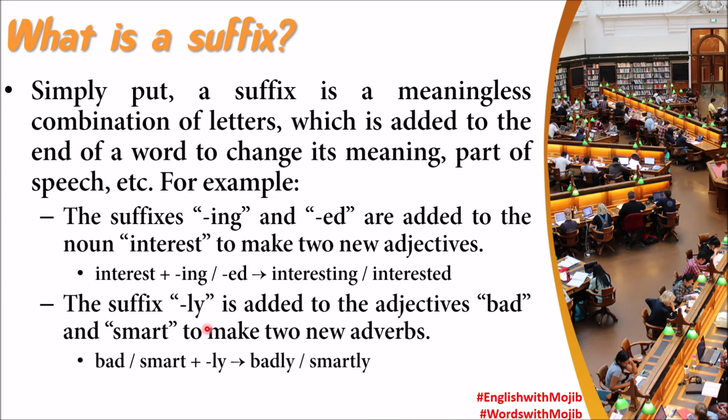Or the suffix ly, pronounced li, is added to the adjectives bad and smart to make two new adverbs. So if we add ly to adjectives, we have adverbs. Mostly. It's not a rule, it's a regulation. For example, bad and smart plus ly will be badly and smartly. Badly means doing something in a bad way, in a wrong way. Smartly, doing something in a smart way, in an intellectual way.